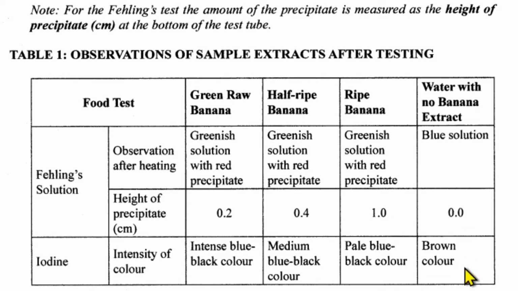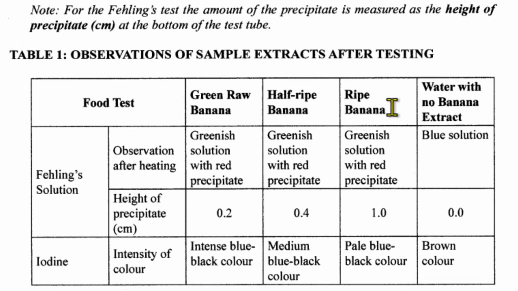Iodine is normally a yellow, orange, brown color, so this would have no change whatsoever with the control. However, what we could notice here with the iodine is that it has changed from this brown color to a blue-black color in all of them. The most intense being with the green raw banana. What does this mean? This means that the highest concentration of starch is in the green raw banana, and the lowest concentration of starch is in the ripe banana. The height of the precipitate is going to tell you how much reducing sugar there is, and we could see that aside from the control, the lowest amount of reducing sugar is in the green raw banana, and the highest amount is in the ripe banana.